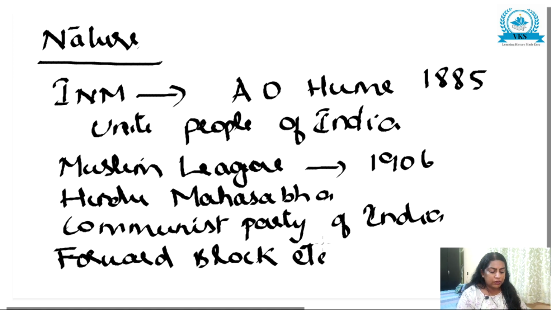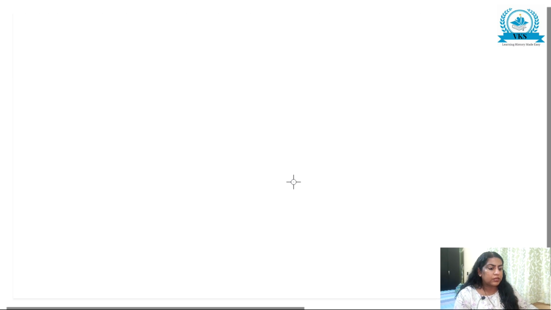So if you trace back the history of the political party system in India, it goes back to the Indian National Movement from 1885. Later, many political parties like the Muslim League, Hindu Mahasabha, and Forward Bloc were established in our country.